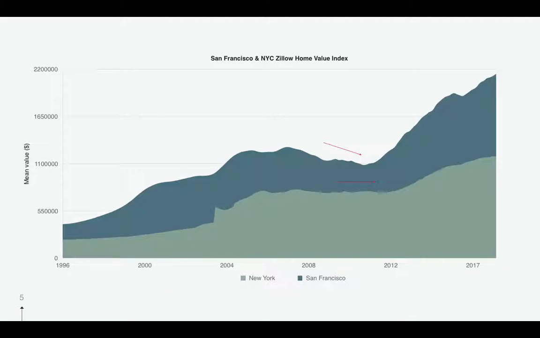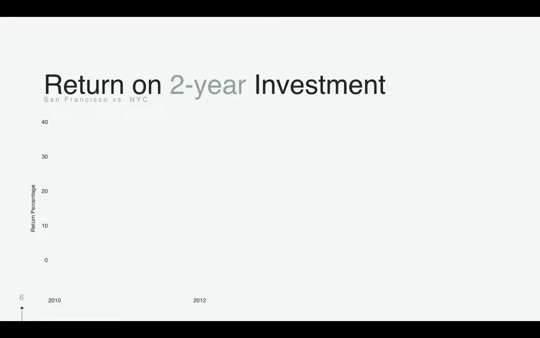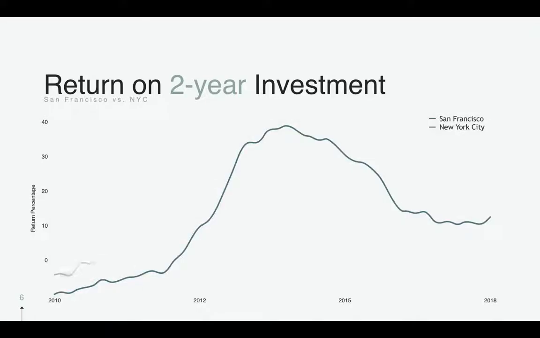We can also see that in recent years, San Francisco home values have been increasing more steeply when we compare those to New York City. We're also interested in learning about the return on investment. So for a 2-year investment, we can see that New York and San Francisco have been somewhat similar in a way.